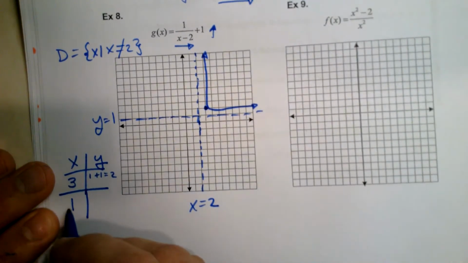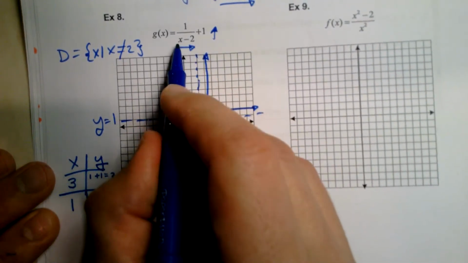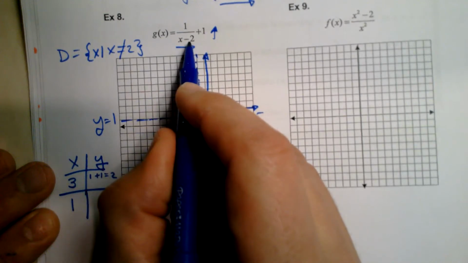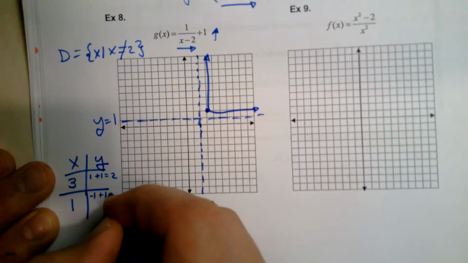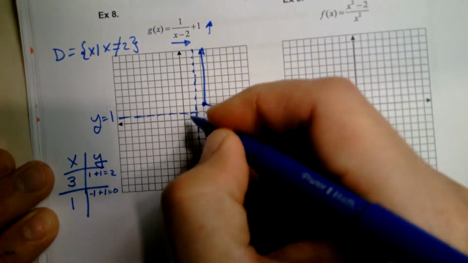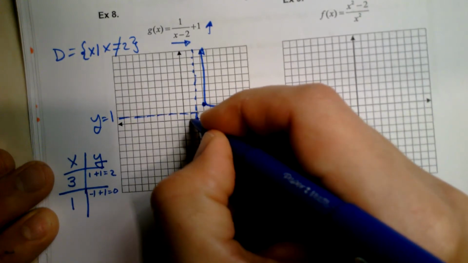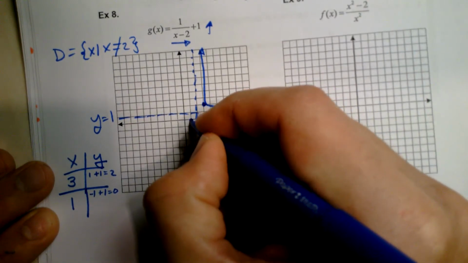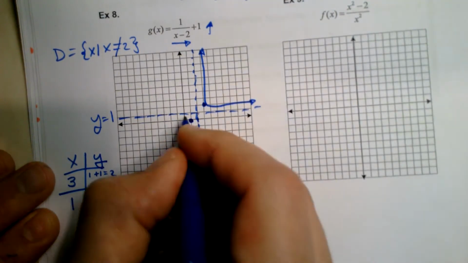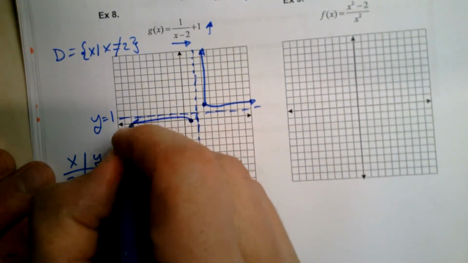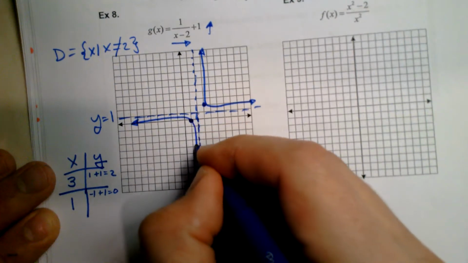Same idea with this one. Plug in 1. 1 minus 2 is negative 1. 1 over negative 1 is negative 1. And then plus 1 is 0. So from the origin, I go over 1, up or down 0. So it's just 1, 0 right there. And again, your graph is getting closer and closer to these asymptotes, never going to touch them.